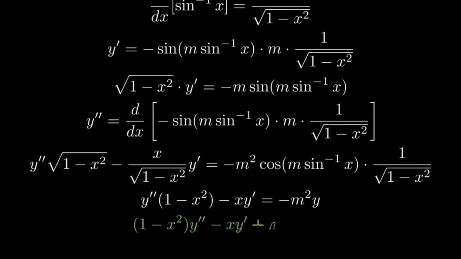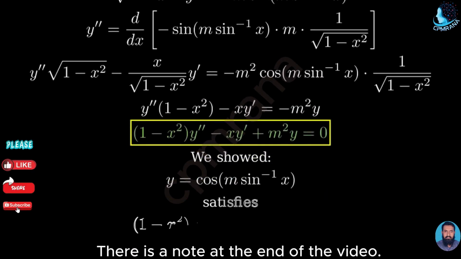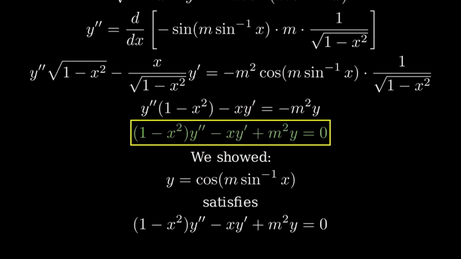Moving all terms to the left side gives us (1 minus x squared) times y double prime minus x times y prime plus m squared times y equals 0. And there we have it. We've shown that our original function y equals cosine of m times inverse sine of x satisfies this differential equation. This is a great example of how chain rule and product rule work together in complex differentiation problems.